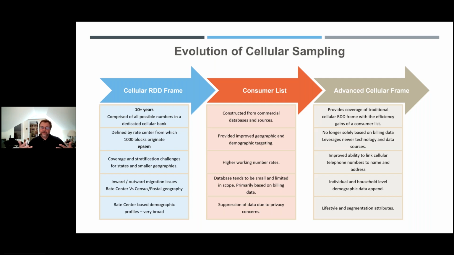And because of this information, we also have a larger breadth of data in terms of household and individual demographic that we can associate with a cell phone number. So again, it just makes this a more robust, a more filled out frame to use for cellular sampling. In addition to that, we can also add in or merge in some lifestyle and some segmentation attributes should a particular design require that.